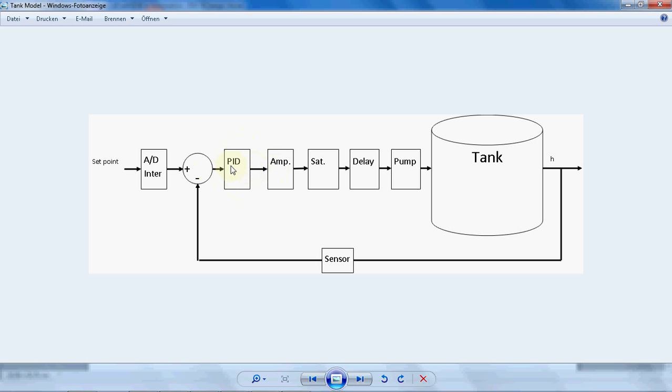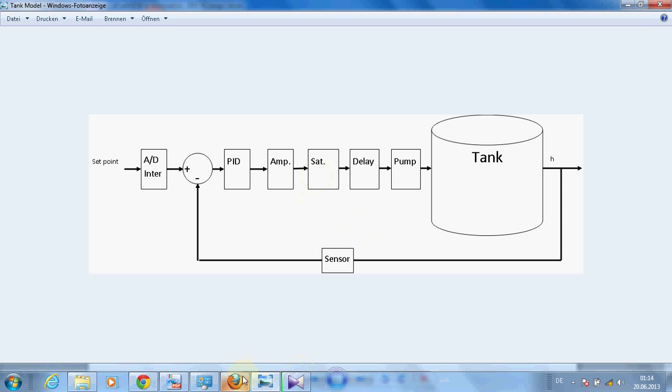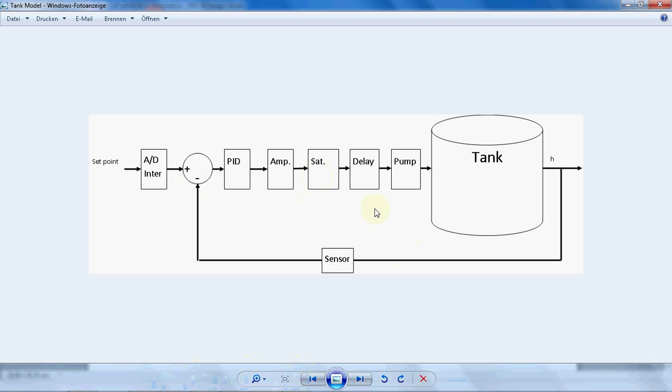Actually, the PID controller works on the signal, and the output goes to an amplifier. The amplifier amplifies the voltage. This is saturation, which I actually explained on the control system picture.